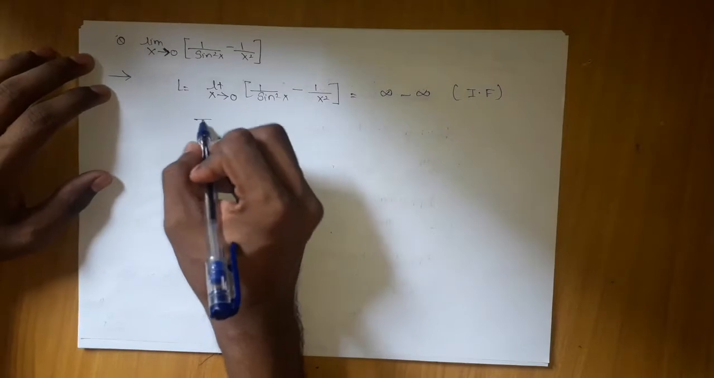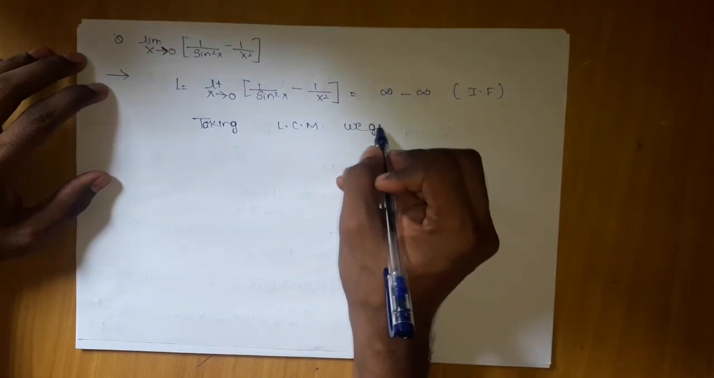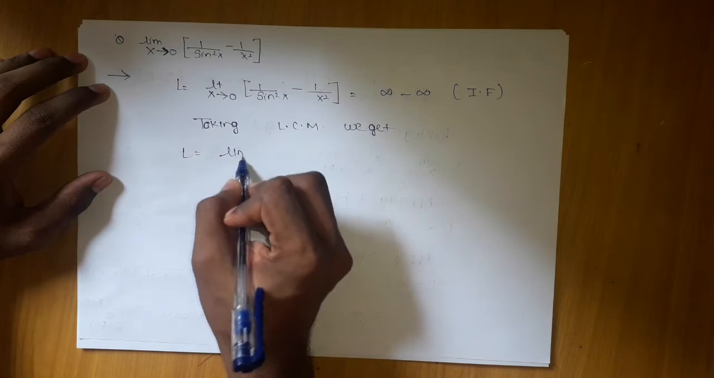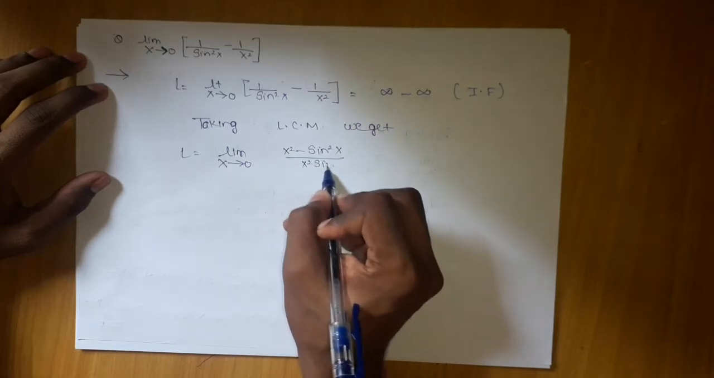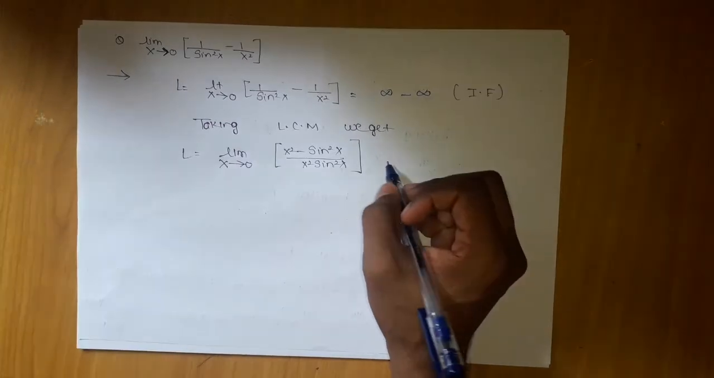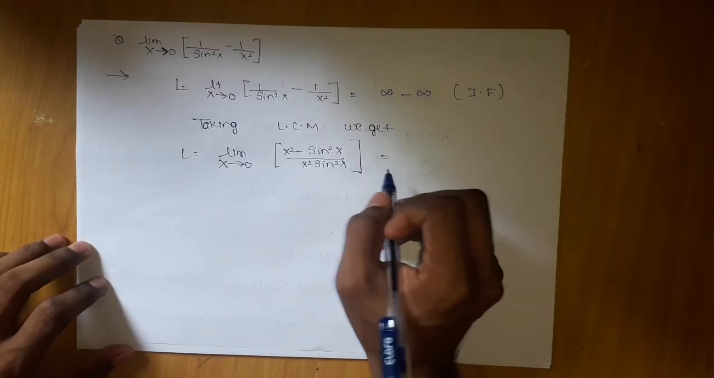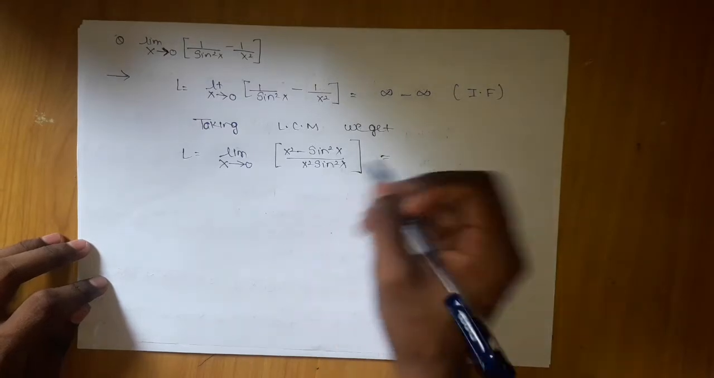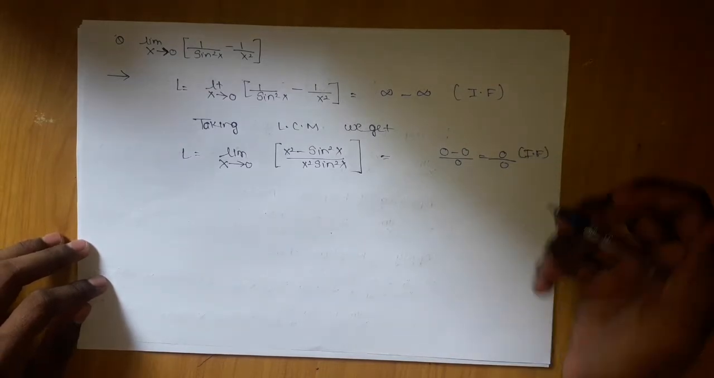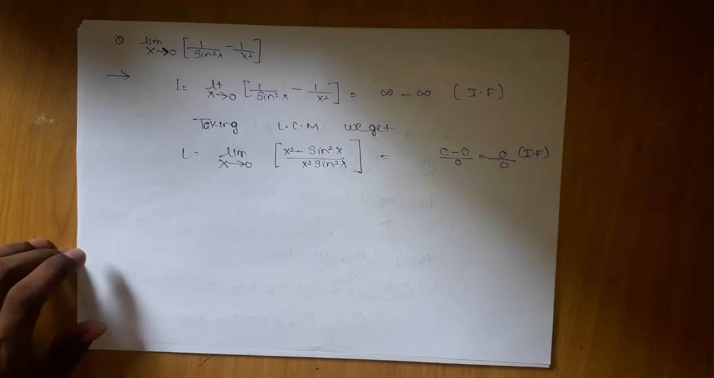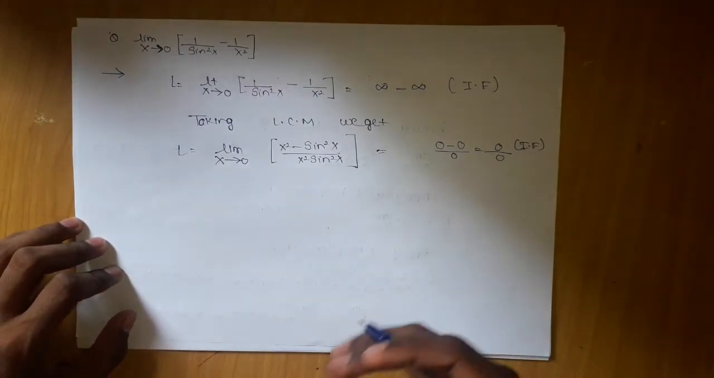What is the next step? Taking LCM, you have to mention this statement. The moment you take LCM, you will get limit x tends to 0, x square minus sine square x upon x square sine square x. This is the thing which you will get. Now, before doing one simple manipulation, let's check what form it is. Substitute the values, you will get 0 minus 0 upon 0, which is 0 by 0, again an indeterminate form, but it is a good sign because we have converted infinity minus infinity to 0 by 0 form.